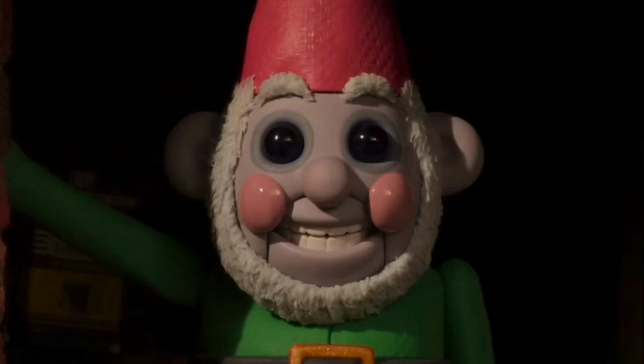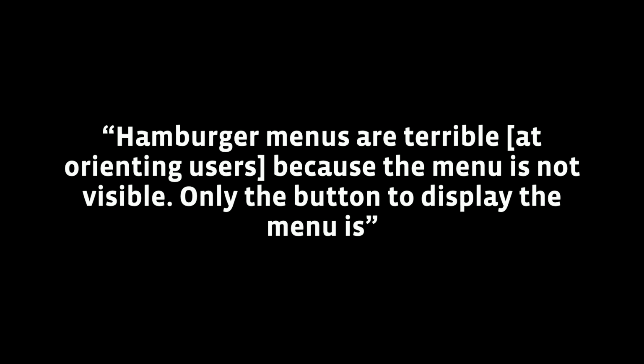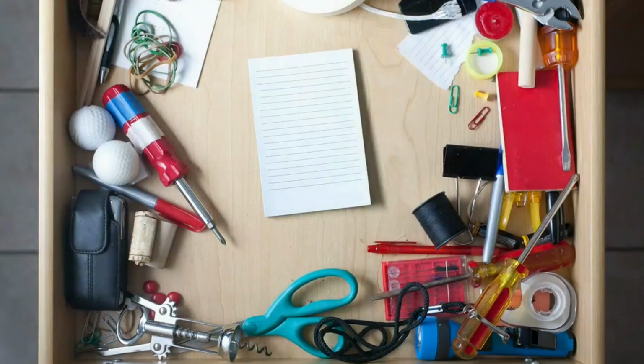And so when I heard the Apple person say this, I was immediately reminded of that session by Mike Stern, because he spent a bit of time talking about hamburger buttons, right? And you know, hamburgers are often not good for us, and they don't get much better when they become meatballs. Mike said, this is his words, hamburger menus are terrible at orienting users because the menu is not visible. Only the button to display the menu is. He showed a picture of junk drawers and talked about that.